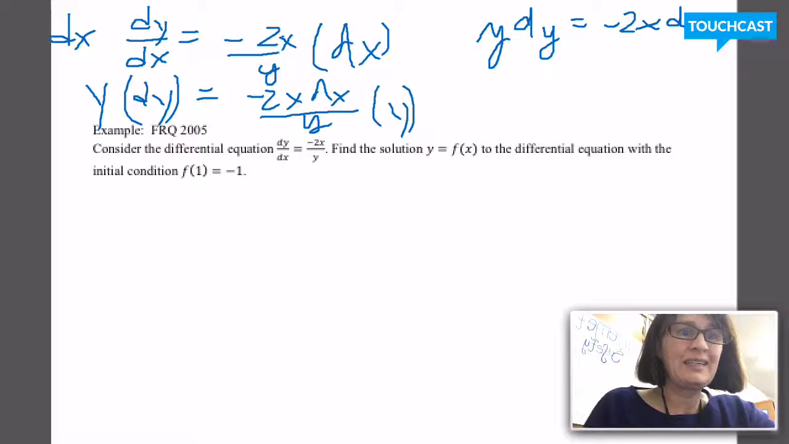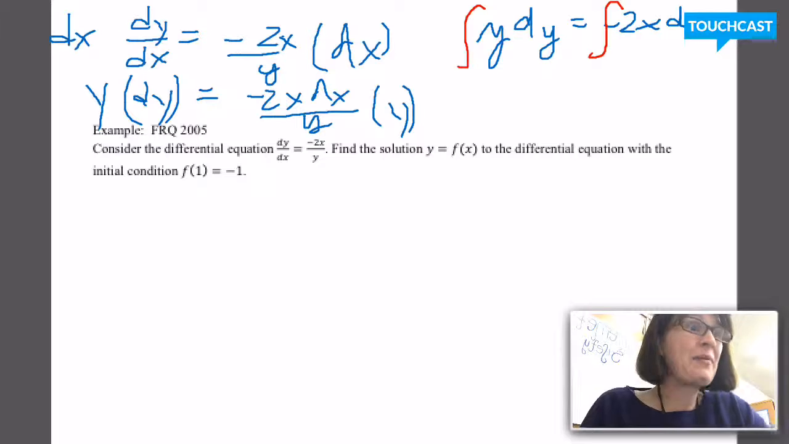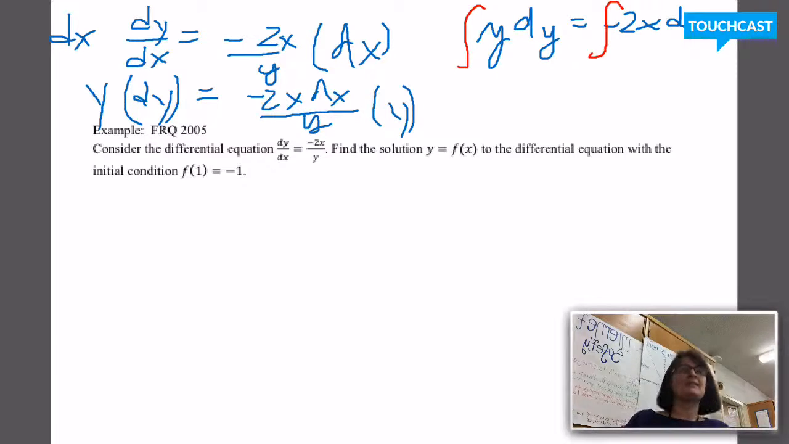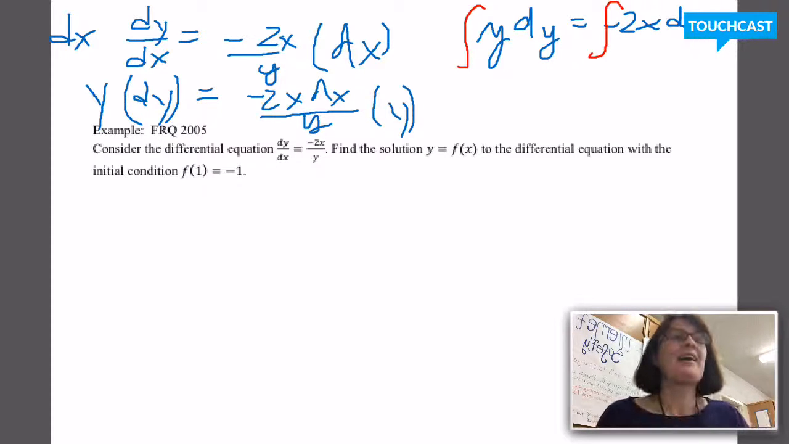So my next step, I'm going to integrate. So I'm going to slap these radicals on here. Put them in red. Not radicals. Integrals. So that's my step. I'm going to integrate both sides and see if I can, when I'm done with that, isolate y.